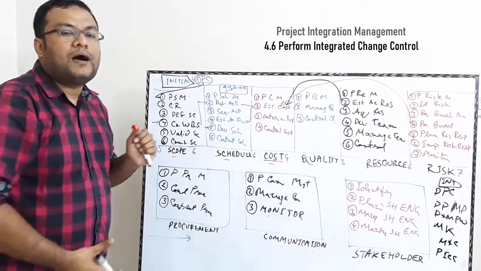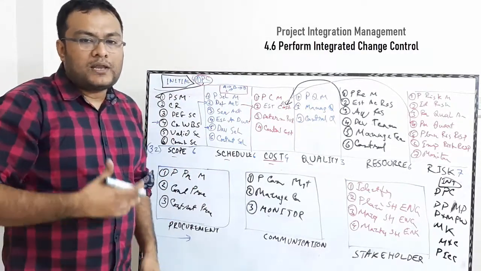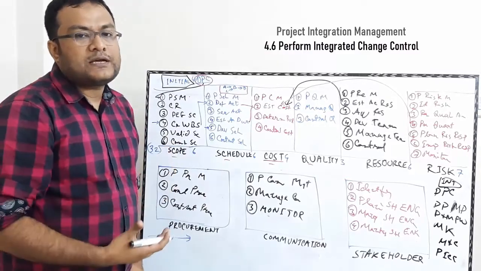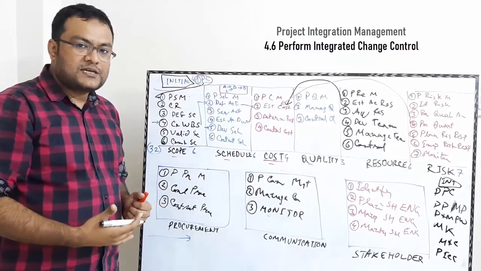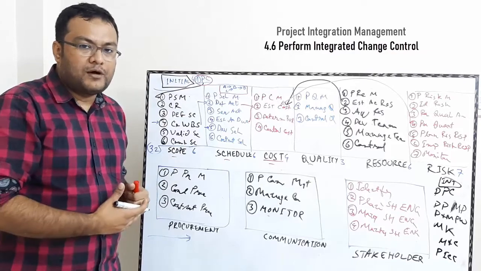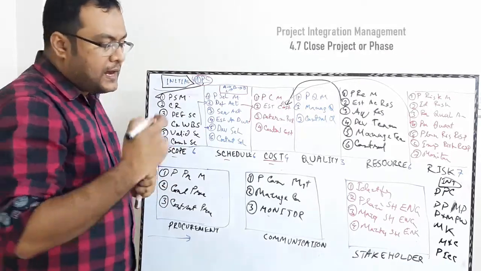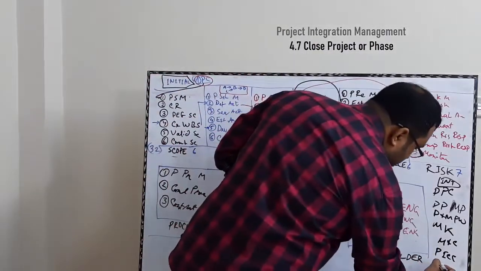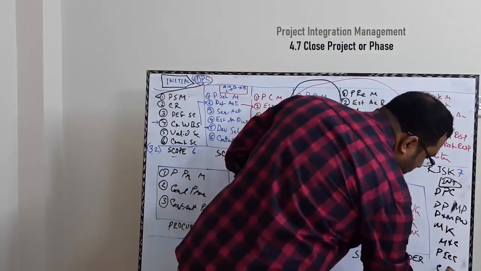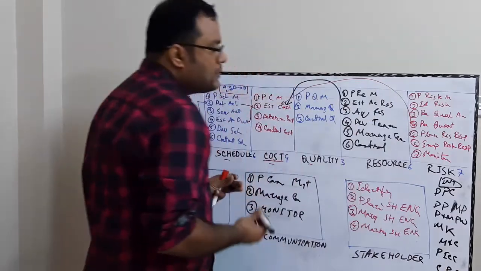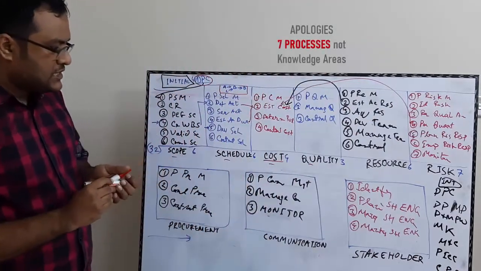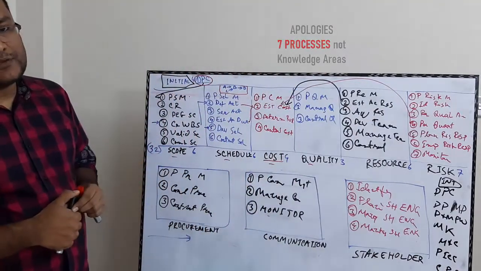Do I need to change my communication plan accordingly? Do I need to inform my stakeholders accordingly? Do I need to assess a stakeholder again as per that plan? That is the perform integrated change control. And lastly but not least, close project or phase. So these are the 7 processes in the project integration management.